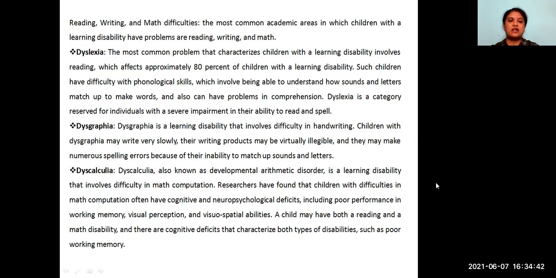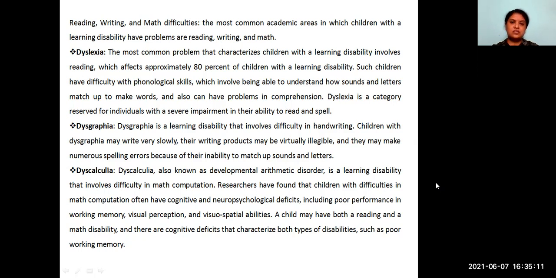Dyslexia is a category reserved for individuals with a severe impairment in their ability to read and spell. Dysgraphia is a learning disability that involves difficulty in handwriting. Children with dysgraphia may write very slowly, and their writing is very illegible, and they may make numerous spelling mistakes because of their inability to match up sounds and letters.